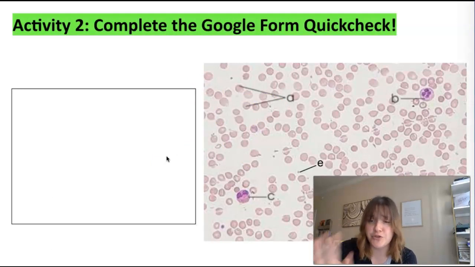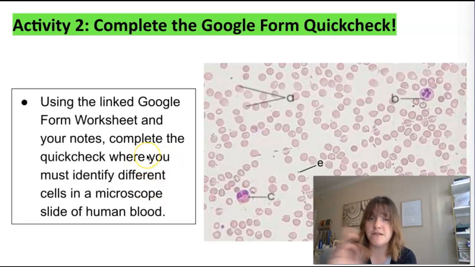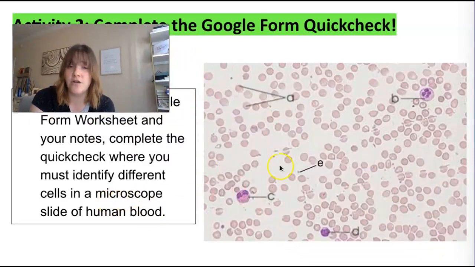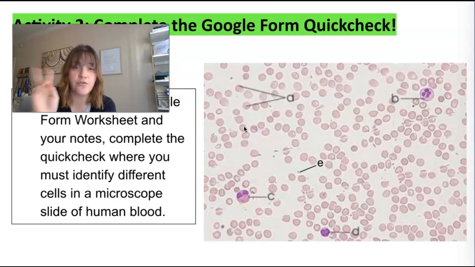This should be super duper quick. It's literally 5 questions. It's basically a quick check. You are going to use the linked Google form and your notes to complete the quick check, where basically I just need you to identify the different cells in this microscope slide of human blood. So you're going to tell me, what type of cell is cell A? What type of cell is cell B? What type of cell is cell C? What type of cell is cell D? And what type of cell is cell E? I will give you a hint. You are going to have to use one label twice. It'll make sense when you look at the quick check form. So go ahead and do that.